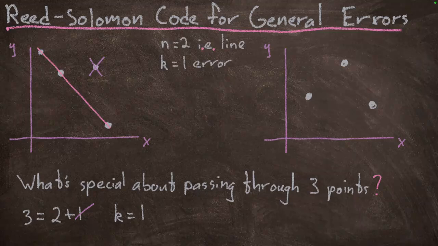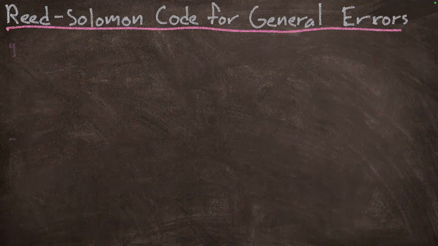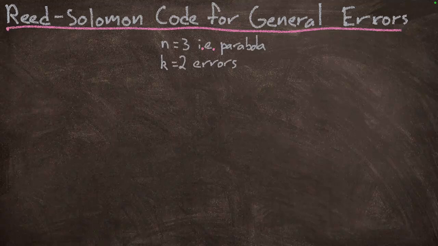All right. So let's just remember, we used 4 points here. 3 points wasn't enough, but 4 points was enough to uniquely determine what the rest of the code word was, even if one of the points was corrupted. Okay, let's look at a little bit bigger example. n equals 3 and k equals 2. So now we're looking at a parabola, and we're allowing 2 errors to happen.